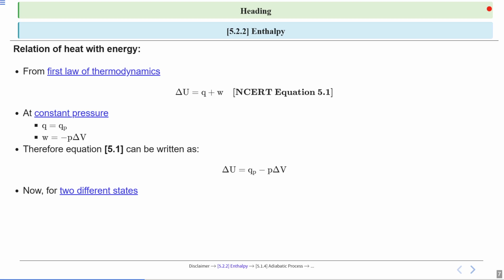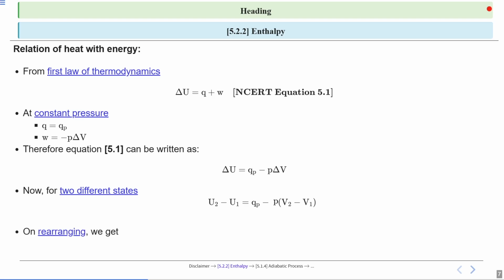Now, if you consider the above equation for two different states, suppose 2 and 1, how will we write it? We will write it as U2 minus U1 is equal to QP minus P into V2 minus V1. So what we have done? We have just replaced delta U with U2 minus U1 and delta V with V2 minus V1. Rest of this will be the same.